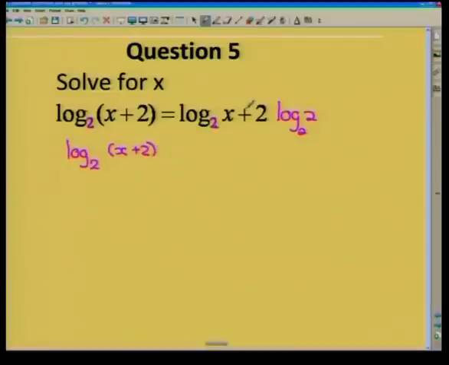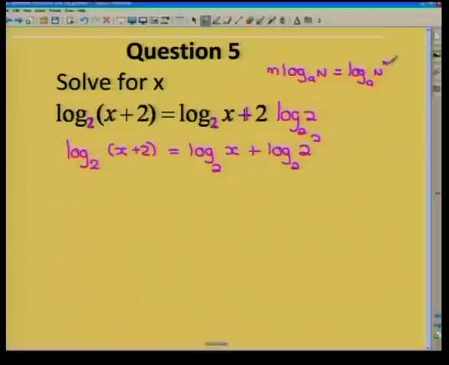Now that means I have log to the base 2 of x plus 2. And over here, this plus sign is going to be multiplication. But before I deal with that, this number in front needs to go back up as an exponent. So it's log to the base 2 of x plus log to the base 2 of 2 squared. That's using the rule that m log to the base a of n is log to the base a of n to the m. So that's where I'm getting that from.